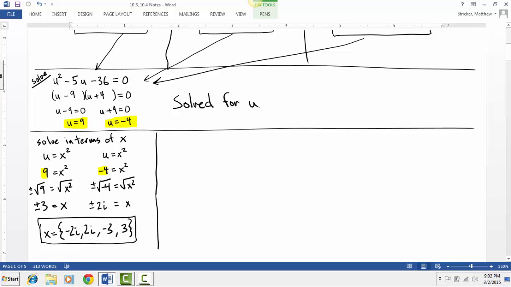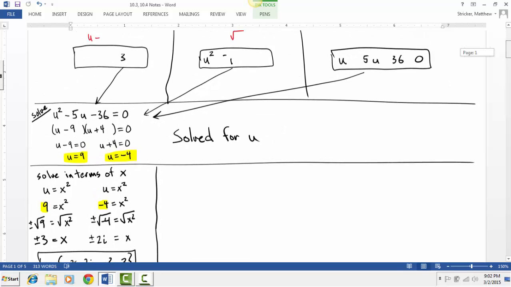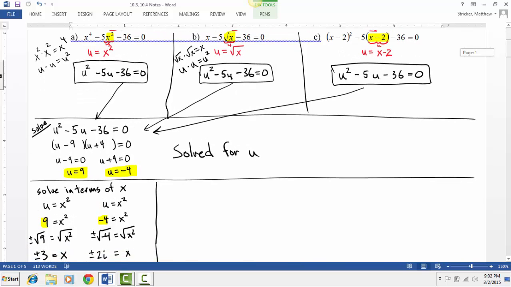The second problem, we again are going to use our substitution. For the second problem, right here, we were given that u is equal to the square root of x. And we're going to now again back substitute with our u values that we found in the middle. We know here that 9 has to be equal to square root x, and negative 4 has to equal the square root of x. Notice it's the same two u values that we're just plugging in for u.